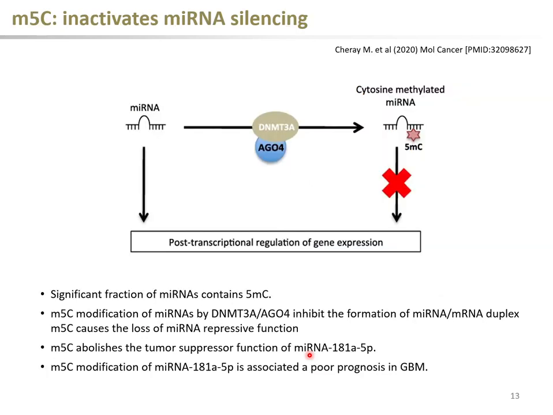m5C modification in microRNAs commonly disrupts the formation of microRNA and messenger RNA duplex and leads to the loss of gene silencing activity. For example, microRNA miR-181a-5p is methylated with m5C by DNA and RNA methyltransferase DNMT3A and AGO4 complex. m5C modification blocks the tumor suppressor functions of microRNA miR-181a-5p and is associated with poorer prognosis of glioblastoma multiforme, GBM.